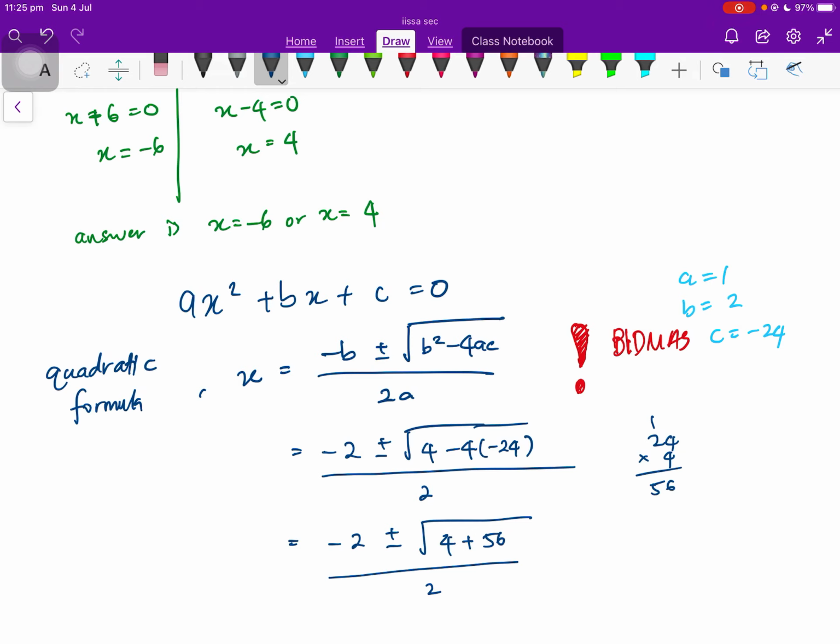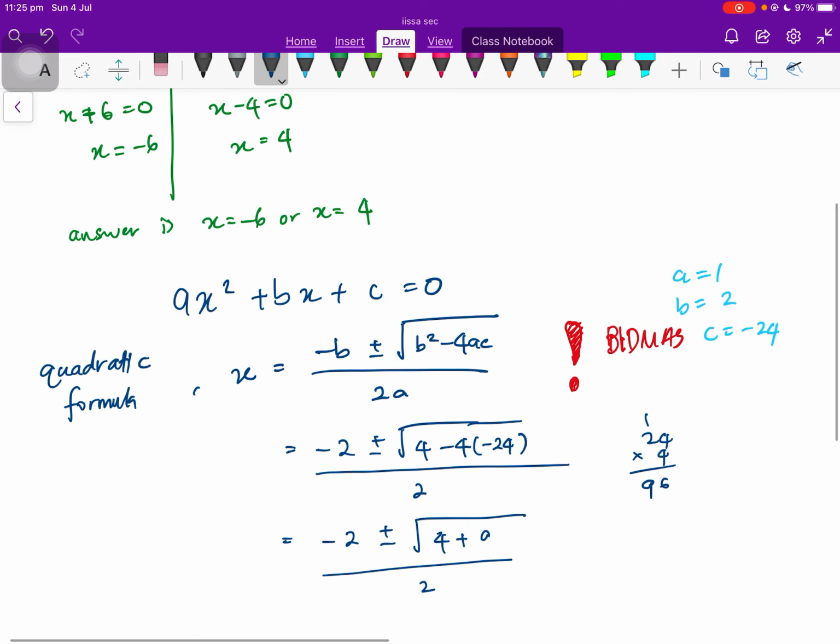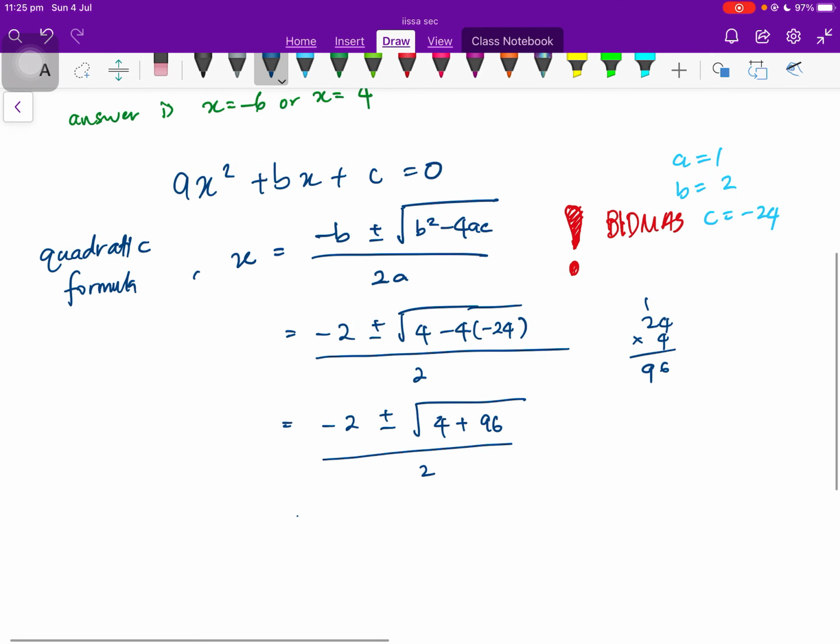Oh, sorry, this is not 56, but this is actually 96. Okay, 96. So let's punch in that number. We already know that it equals 100. So negative 2 plus or minus the square root of 100, which is 10, over 2.